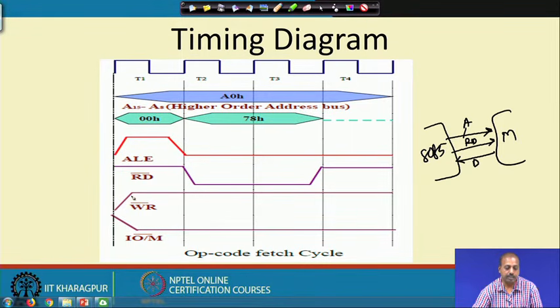Now, the write bar signal, since this is not a memory write operation, is kept continually high throughout the operation, and this IO/M bar signal is made low because this is a memory operation and not an IO operation. That way, the opcode fetch cycle is executed for the MVI instruction. So, if you draw this timing diagram, it tells us explicitly how different control signals are being activated by the processor to get the operation done.